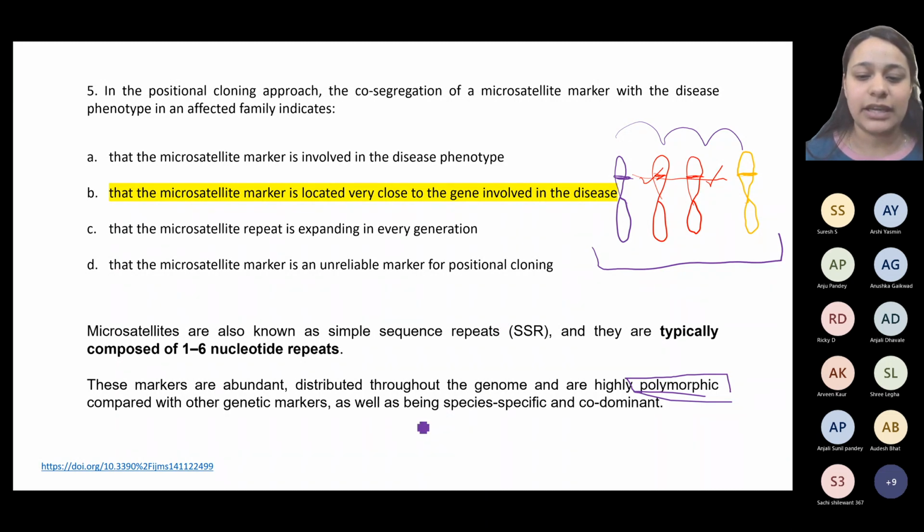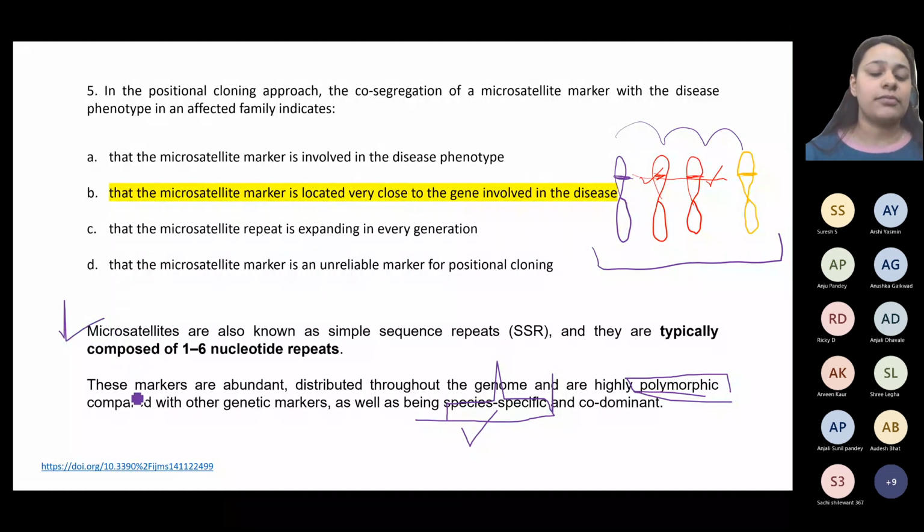Apart from these, they are also species specific. I was talking about ethnicity specific, but they are also species specific, right? So microsatellite markers in humans are going to vary from microsatellite markers in mouse, and they are also co-dominant in nature. For example, this was the disease gene that I was talking about. The marker will probably be present over here and over here, right? These markers are located very close to the gene, so they will be segregated along with this disease gene.